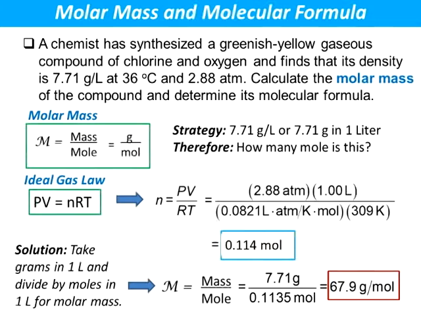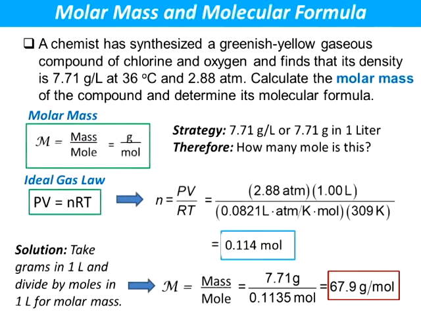Okay? So in this case, I would treat it as an ideal gas. I would rearrange the ideal gas law equation, PV equals nRT, to have n equals PV over RT. I would then put in my values, my 2.88 atmospheres, times the 1 liter, which is my assumption. I would put in the universal gas constant times the temperature. When I carry out the calculation, I obtain 0.114 moles. I would then take the mass and divide it by that number of moles, and I would obtain my molar mass of 67.9 grams per mole.